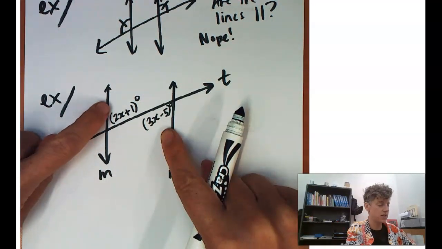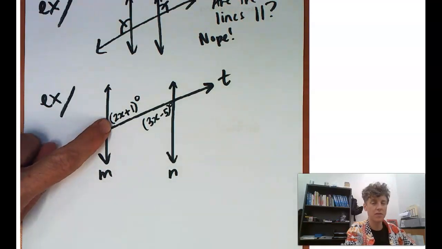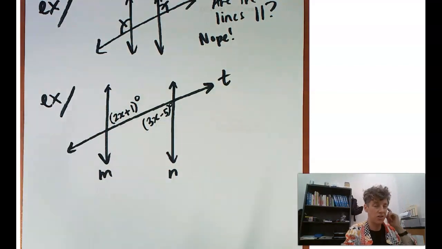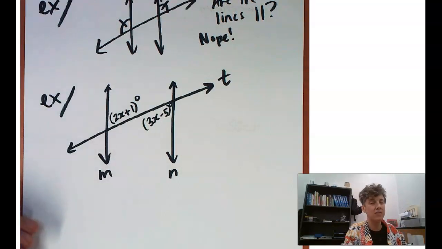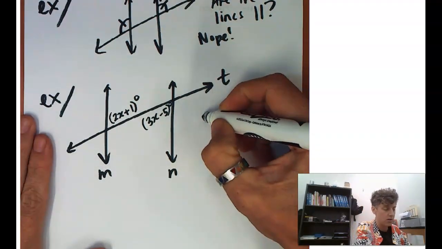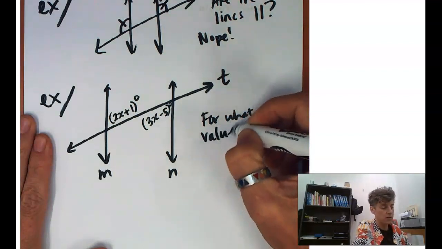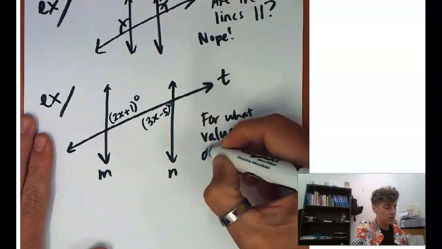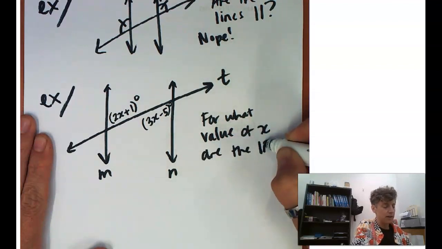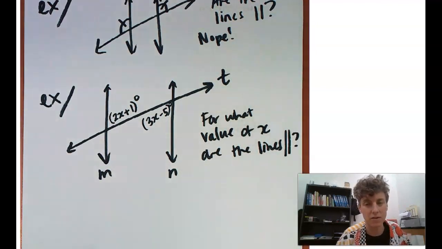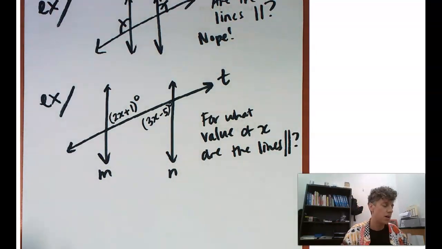This one right here is 2x plus 1 degrees. And this is 3x minus 5 degrees. And my question is, for what value of x are the lines parallel? I'm making my parallel symbol gigantic today. Okay, what value of x are these lines parallel?